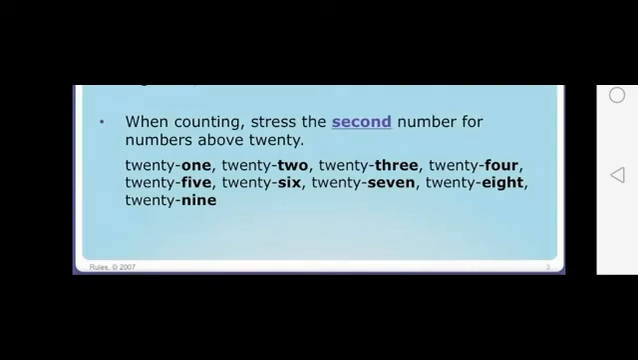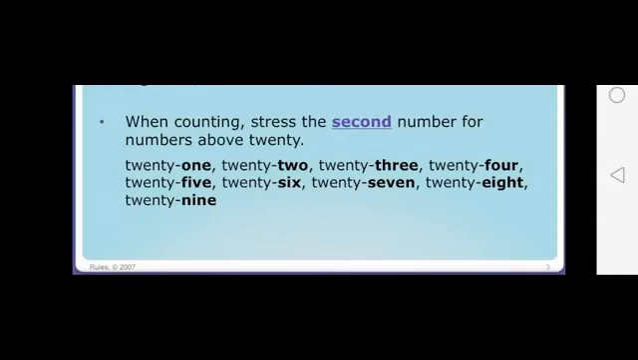So let's move to another part, and we will know how to stress numbers above 20. By the way, you can pronounce it 20 or 20. It's up to you. When counting, stress the second number for numbers above 20. So when you want to stress any number above 20, you have to put the stress on the second number or on the second syllable.